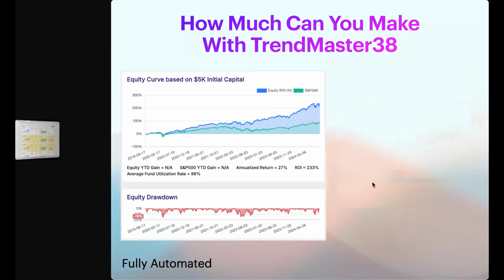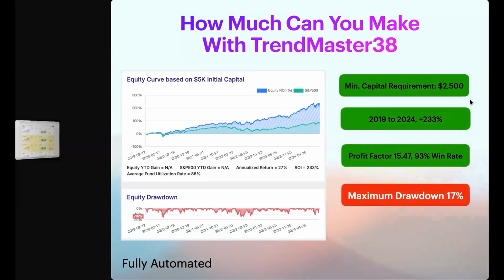Next, Trendmaster 38. For the past 5 years, it achieved an ROI of 233%. The profit factor is significantly higher than Trendmaster 100 at 15.4. The win rate is 93%. Now, the drawdown is smaller, 17%. So there is a slight improvement in Trendmaster 38 versus Trendmaster 100.